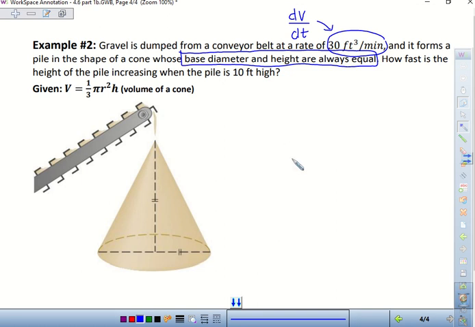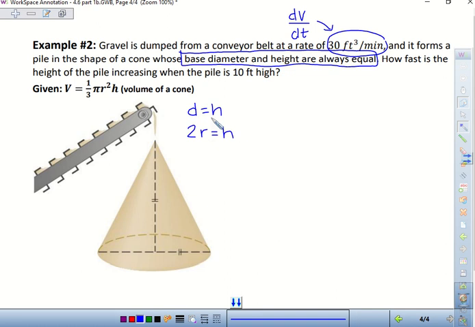So they tell us something about that proportion in this problem, and that's necessary to figure out what the problem is. So, base diameter and height are always the same. They're telling me that the diameter is always equal to the height at any given moment. Now here's the problem. Does this formula involve diameter at all? No, but we know that diameter is equal to what? 2r.